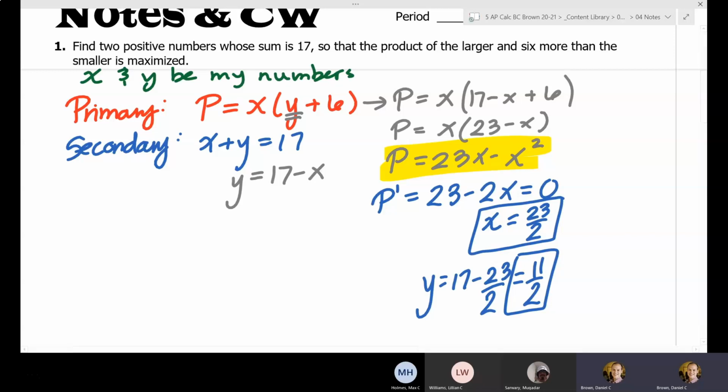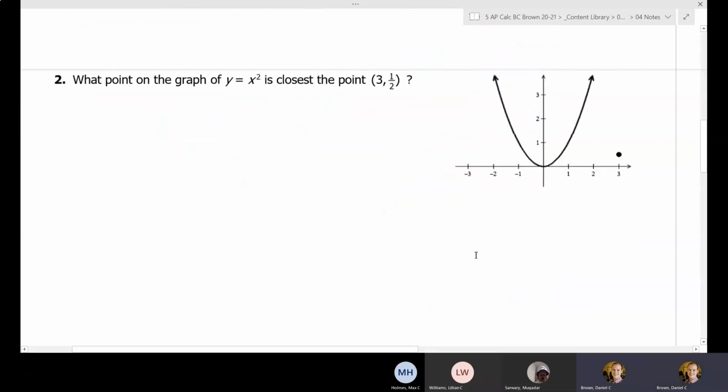We're going to have some equations. We're going to figure out the one that we want to optimize, and we want to be able to write it in terms of one variable, take its derivative, and then find the critical points. Questions or concerns about that one? All right, let's look at this one.